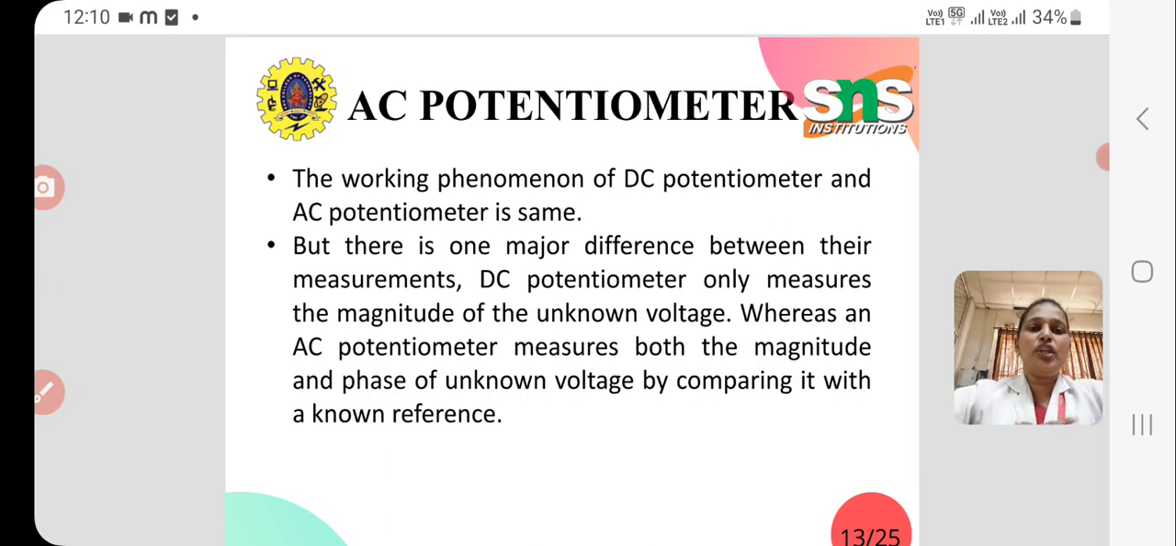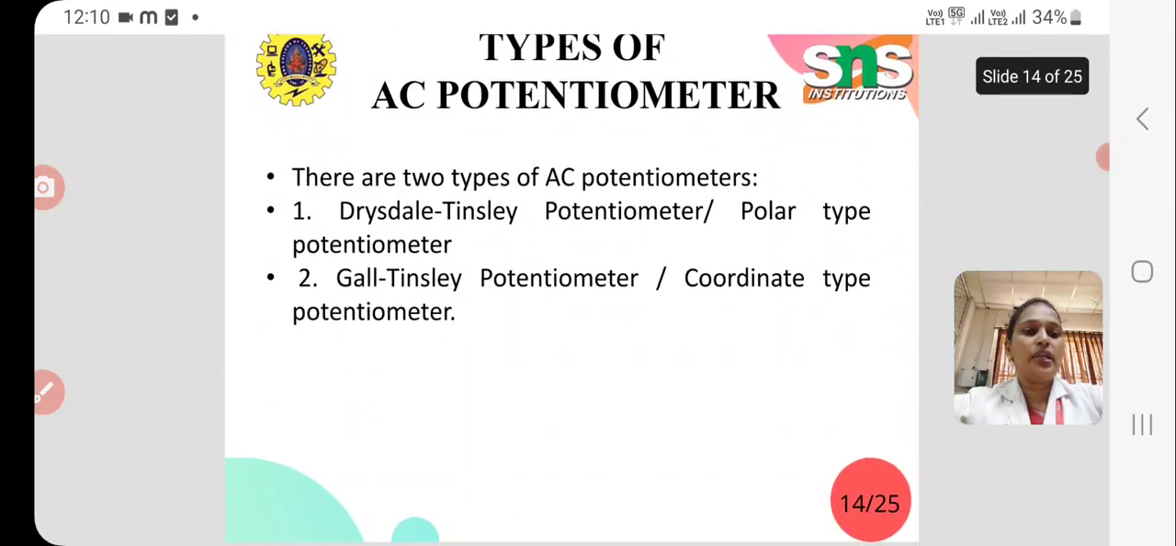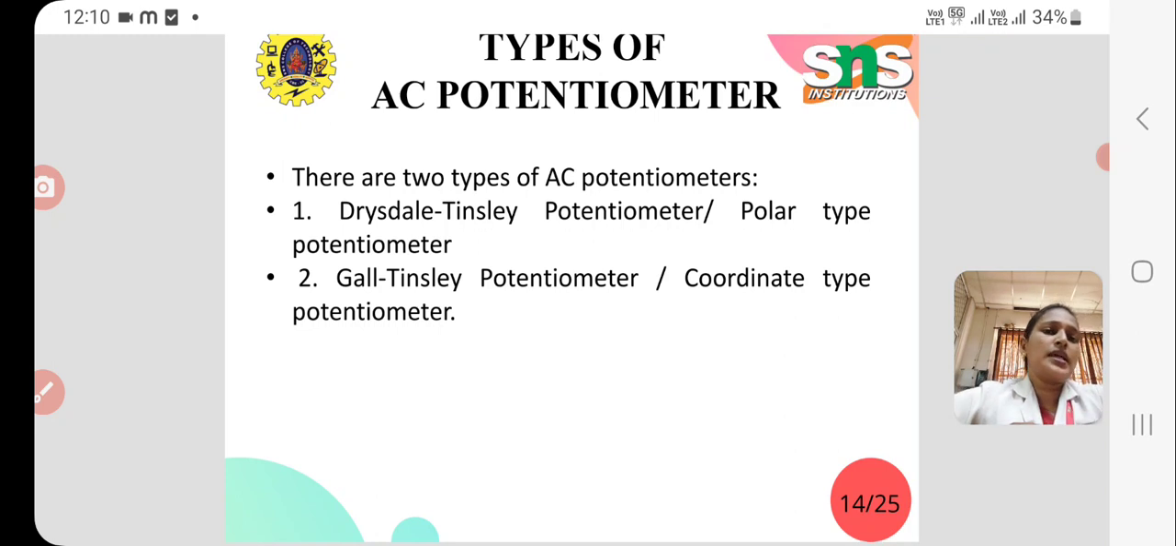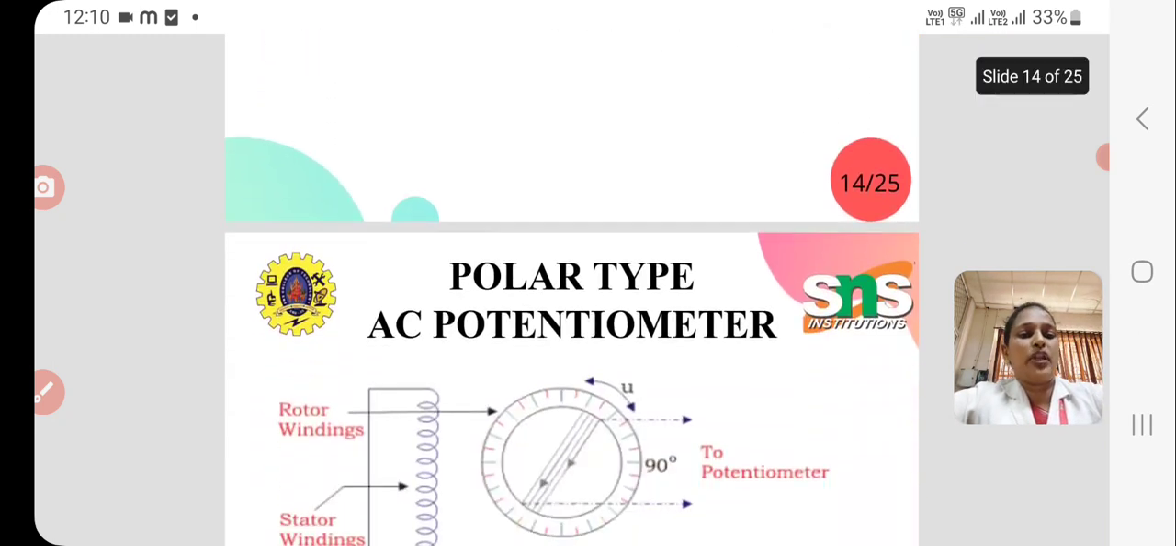So in the last video I gave an introduction about AC potentiometers, what their types are, and why they are named polar type potentiometers and coordinate type potentiometers. So in this class we will be discussing in detail about polar type potentiometers.